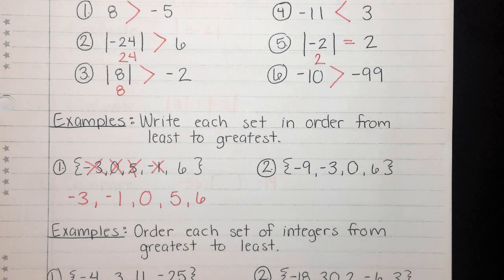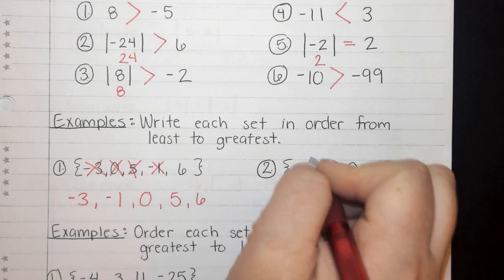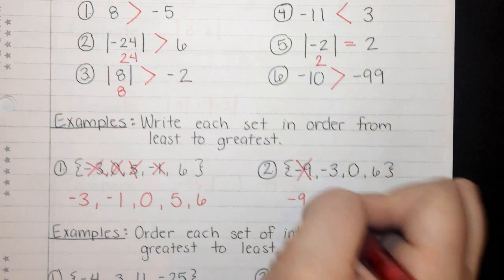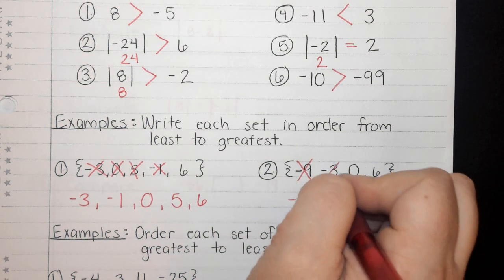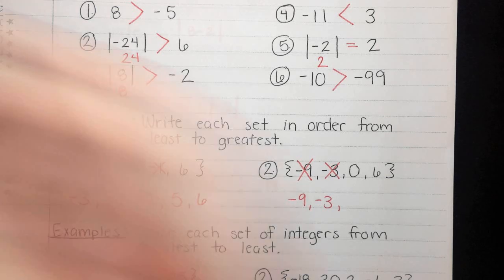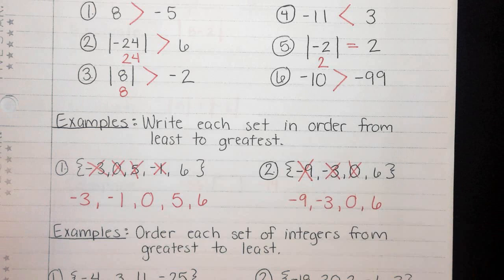All right, number 2, we're still going least to greatest. What should I start with, Emmanuel? Negative 9. Okay, after negative 9, what am I going to have? Rubian? Negative 3, getting closer to the 0, closer to the positives. After negative 3, Kayla Brown? 0. And then we'd have our last number, which is 6.